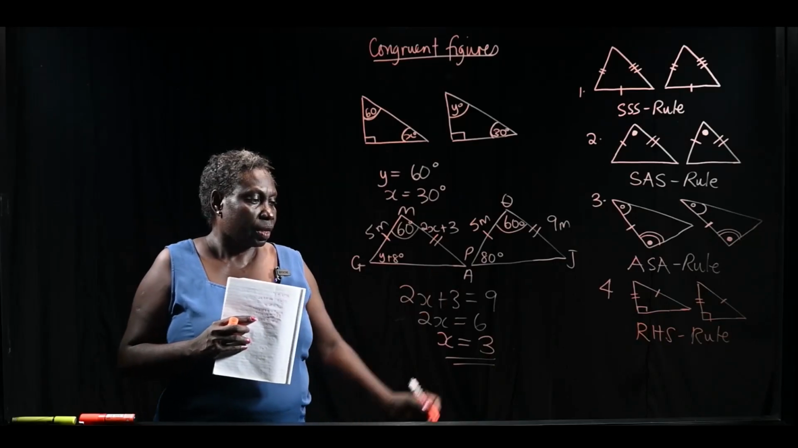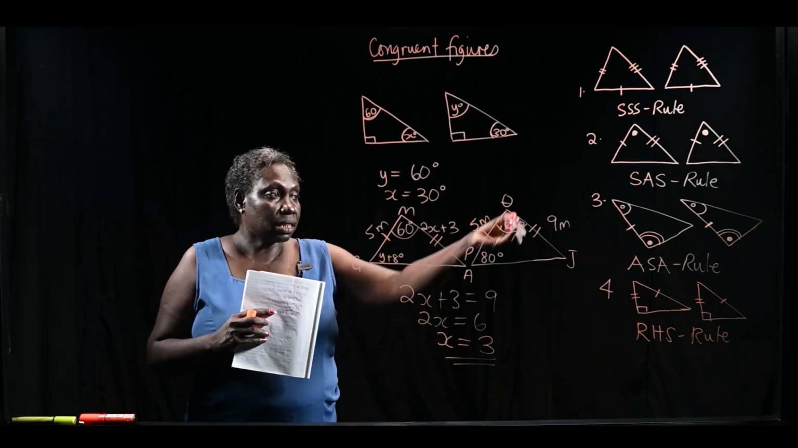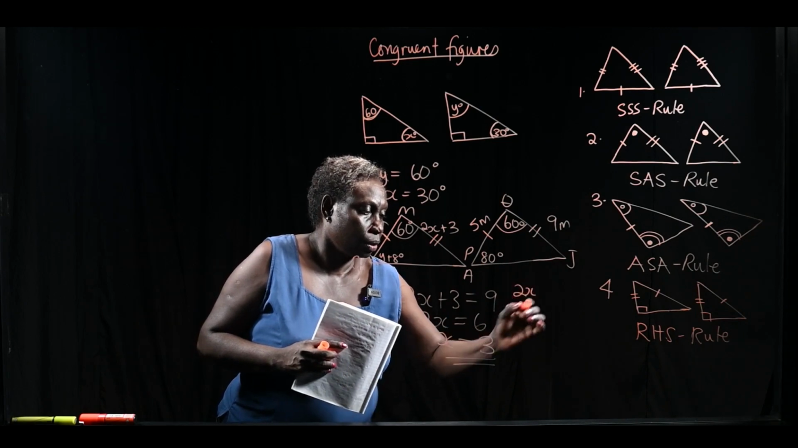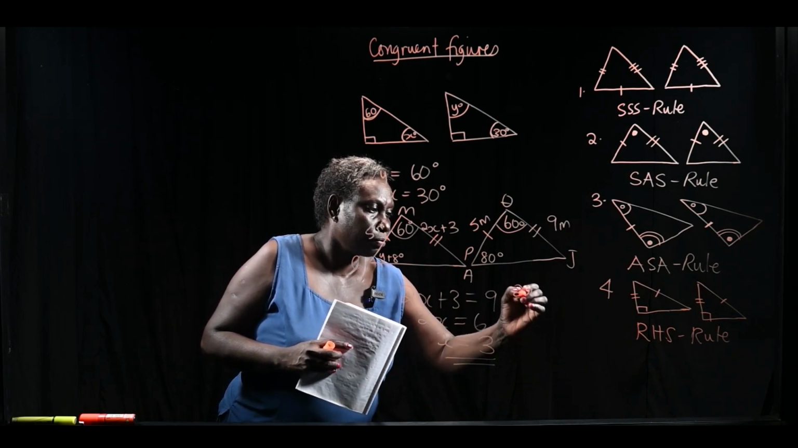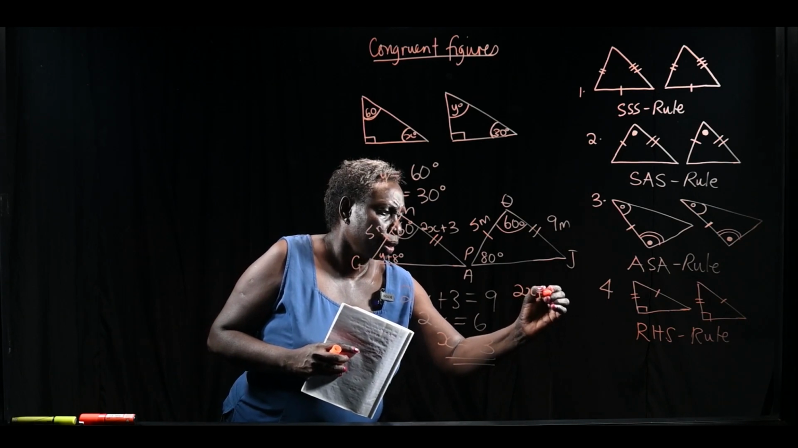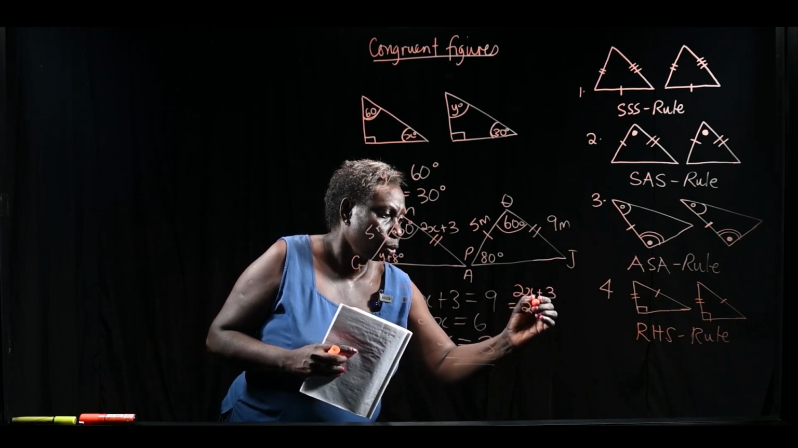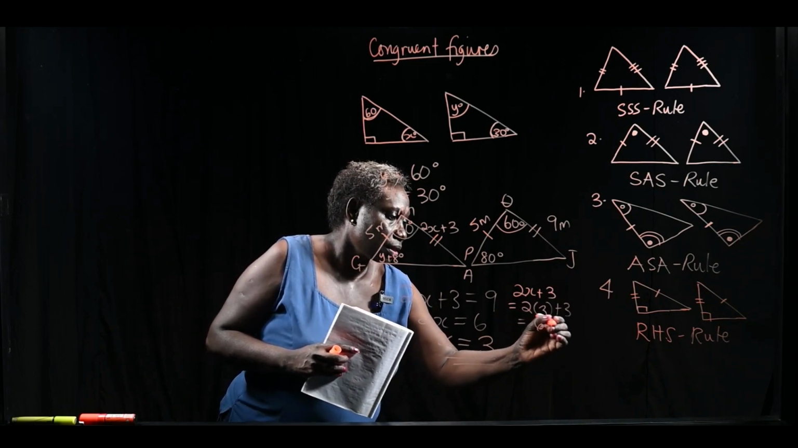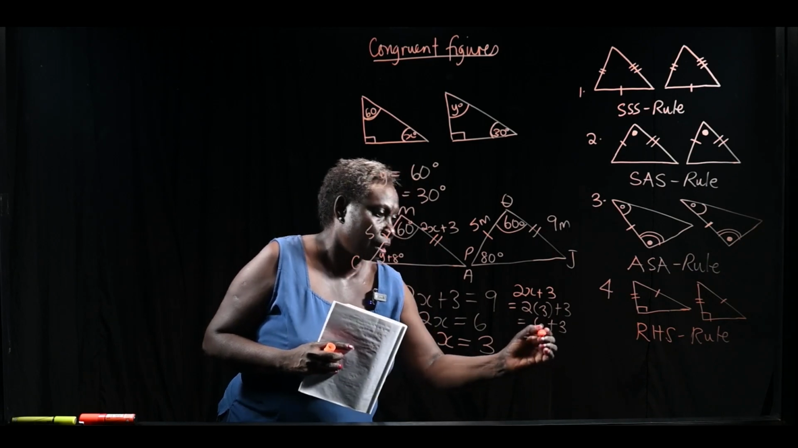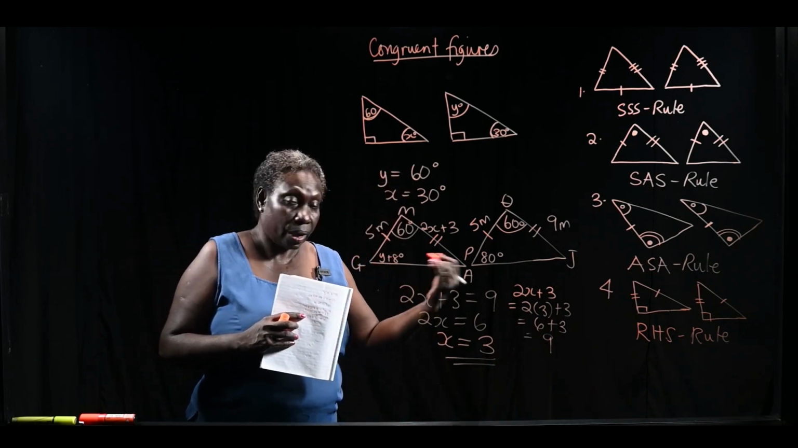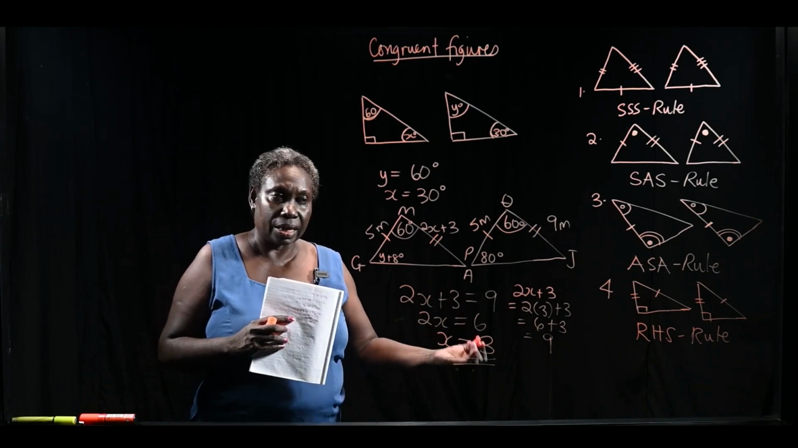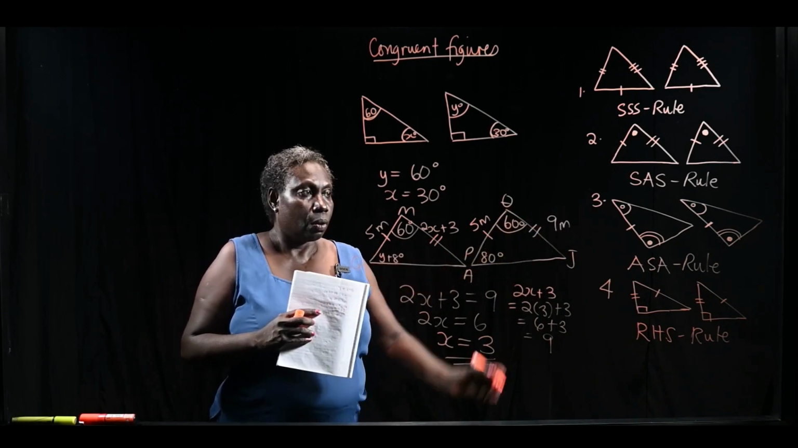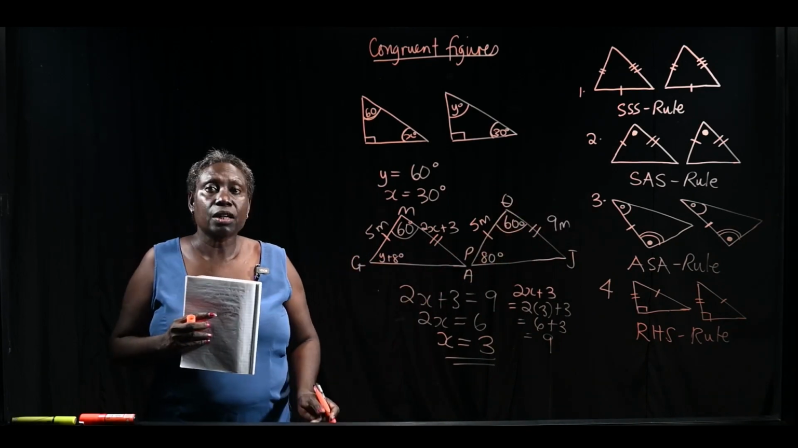Let's see if 2x plus 3 is equal to 9. So, we substitute x with 3. So, we have 2x plus 3 is equal to 2 times 3 plus 3. 2 times 3 is 6. 6 plus 3 is equal to 9. So, 2x plus 3 when x is equal to 3 is 9. Therefore, 2x plus 3 is congruent to 9 meters because they are equal in length.